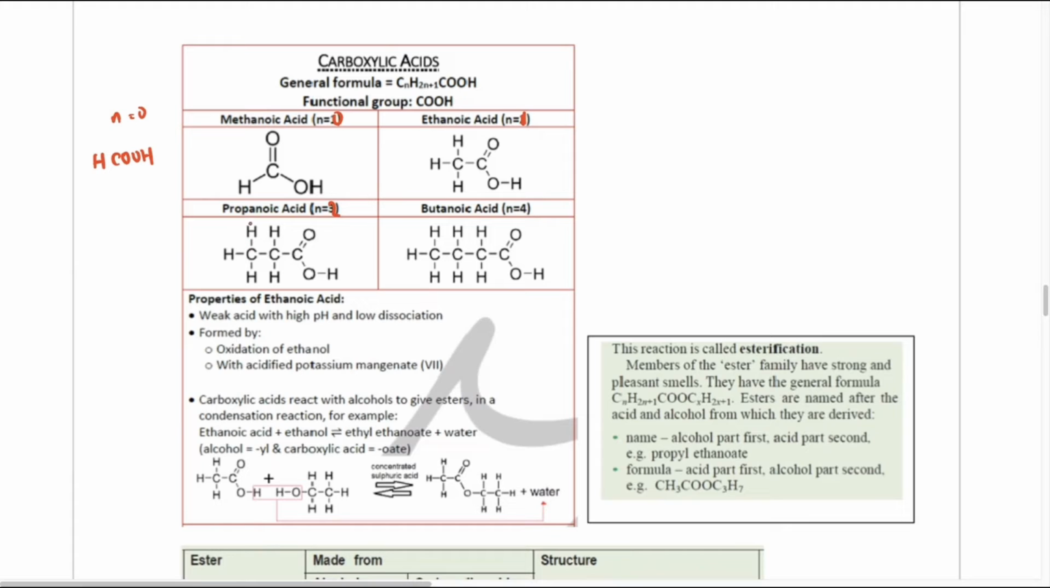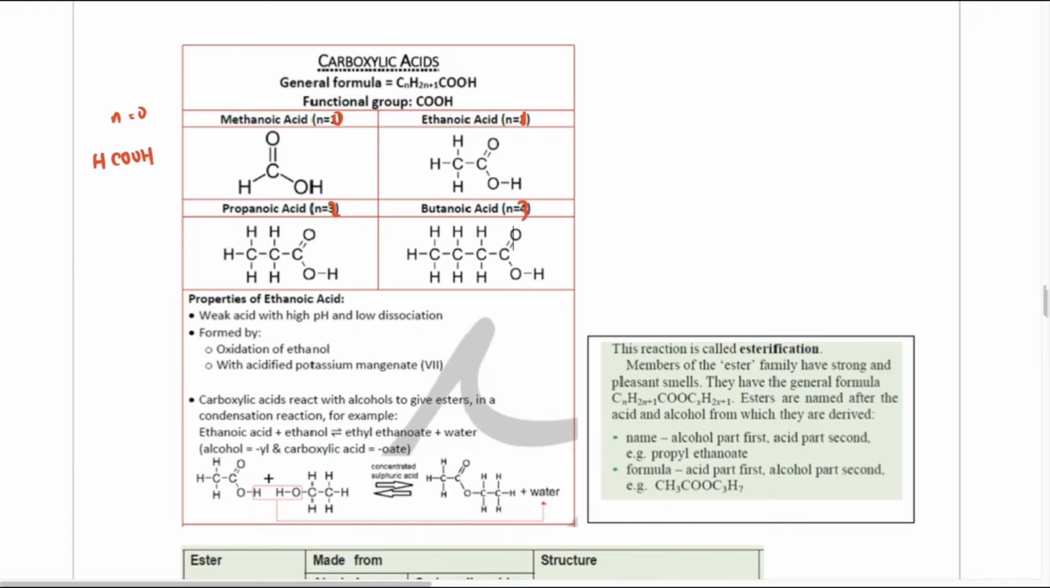Okay. Propanoic acid, you put 2 here, C2H5COOH. Okay. They put 1, 2, 3, 4. I think it's just to show the number of carbon only. Okay. So when you put into the formula, think differently.